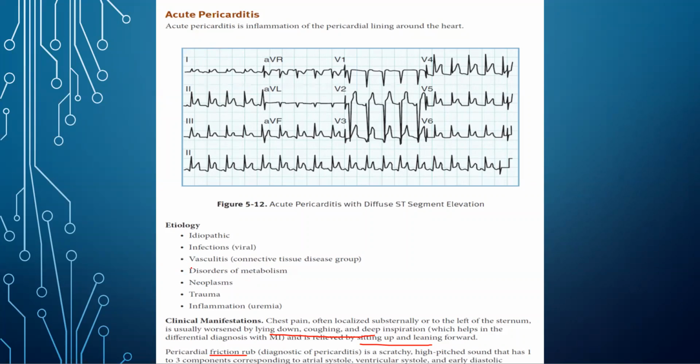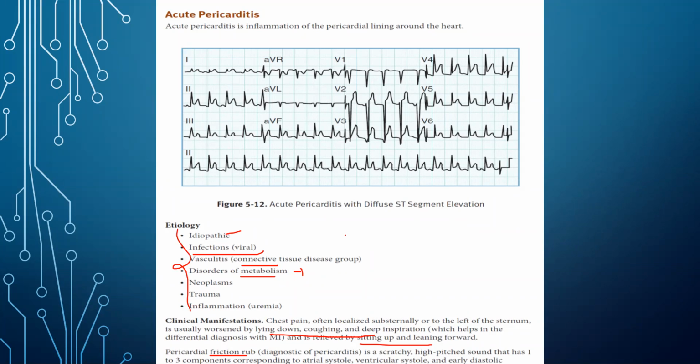What are the causes of acute pericarditis? Idiopathic, then viral infection, sometimes some connective tissue diseases like SLE, sometimes disorders of metabolism, like if you have uremia because of renal failure, then you can get uremic pericarditis.